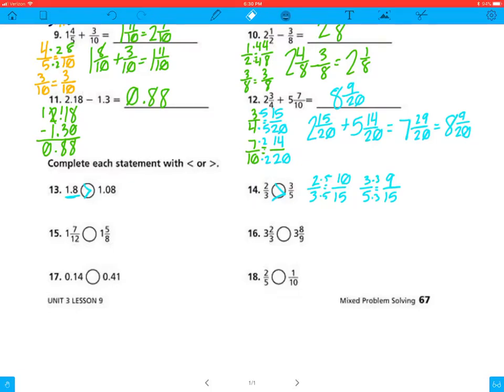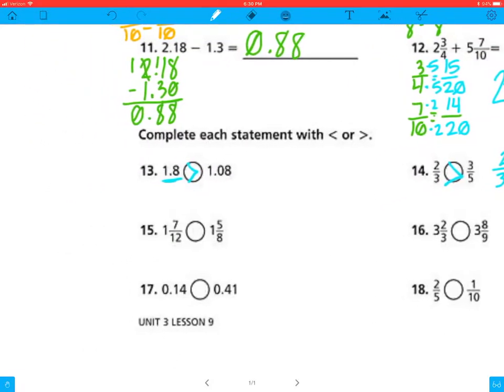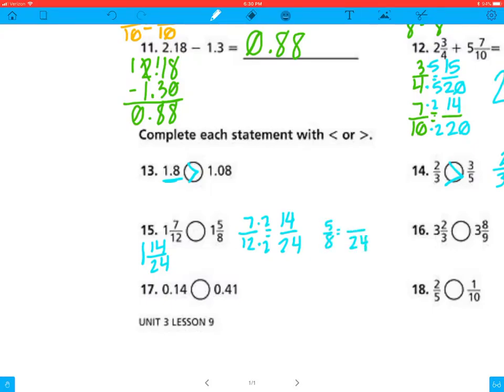And you can actually see how close 2/3 and 3/5 is when you look at it and you're like, yeah, 2/3, that seems like a lot. Well, they're actually a lot closer than they appear. So 1 and 7/12 and 1 and 5/8. Oh man, okay, so I multiply by 2 because my common denominator for this is 24, so 1 and 14/24 versus 5/8 becomes equivalent to 15/24, so 1 and 14/24 versus 1 and 15/24. So just barely big enough.